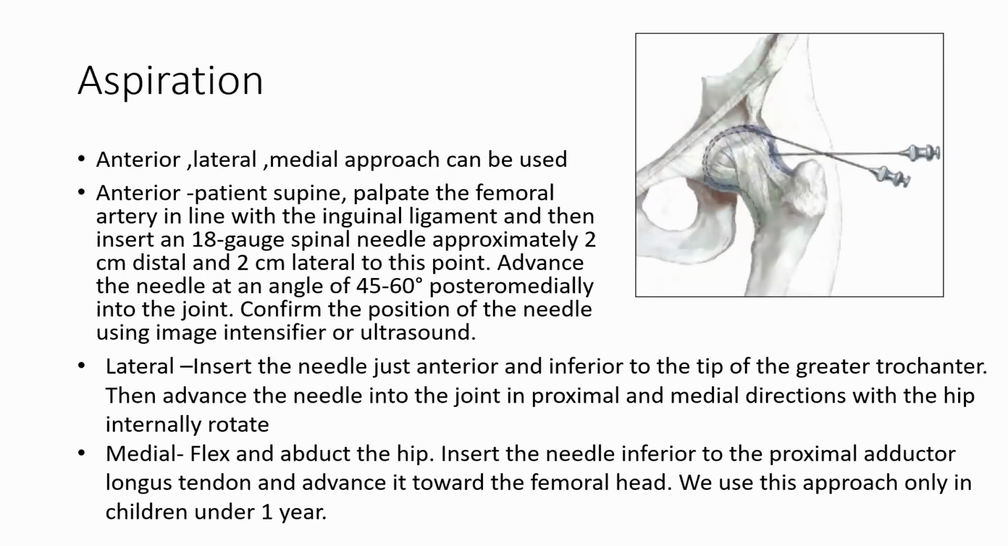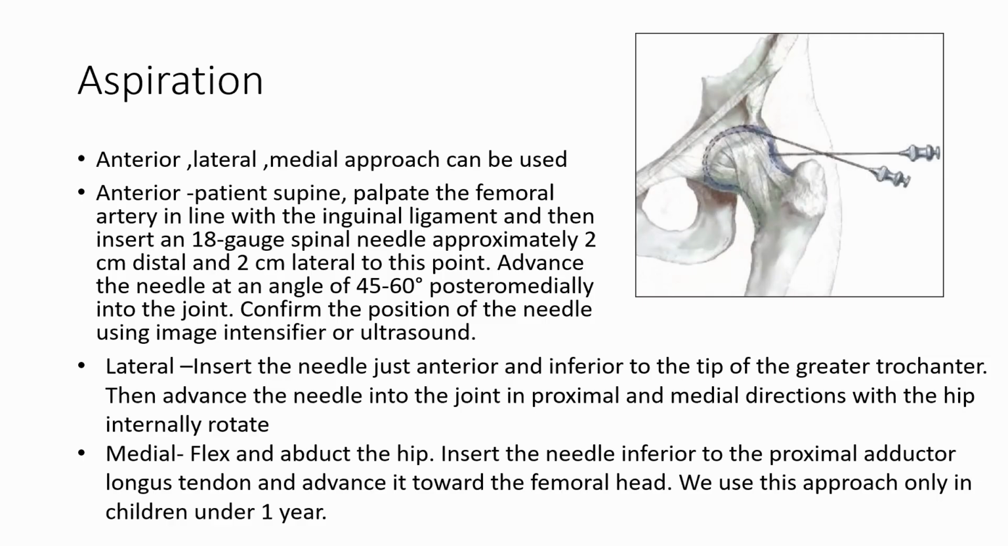Next. The aspiration of the hip joint could be done from three sides, that is the anterior, lateral and medial. Anteriorly, we palpate the femoral artery in line with the inguinal ligament and then insert a needle approximately 2 cm distal and 2 cm lateral to this point. Then advance the needle at an angle of 45 to 60 degrees posteromedially into the joint. Confirm the position of the needle using image intensifier or ultrasound.